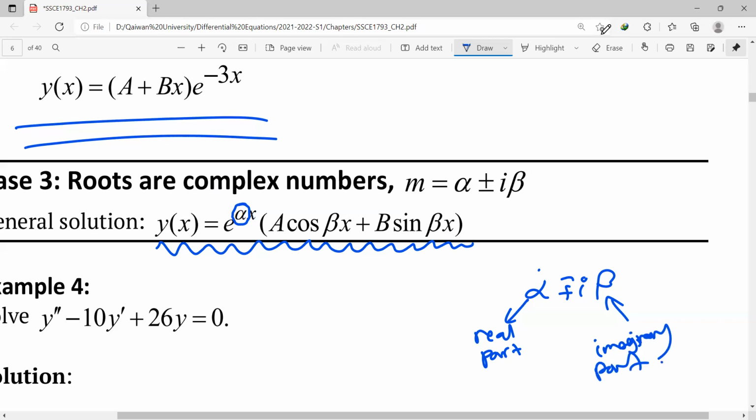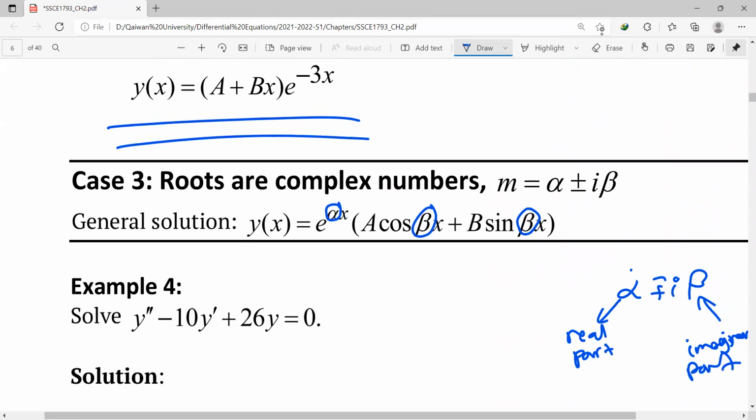We say e to the power alpha x. That means e to the power the real part times x, all multiplying by a cosine beta x plus b sine beta x. Here in this formula, we just replace alpha and beta by their values, and we do nothing else. That means we just need to find m. After finding m, we know what alpha and beta are. Alpha is the real part, and beta is the imaginary part, the one with i. Let's try this example.